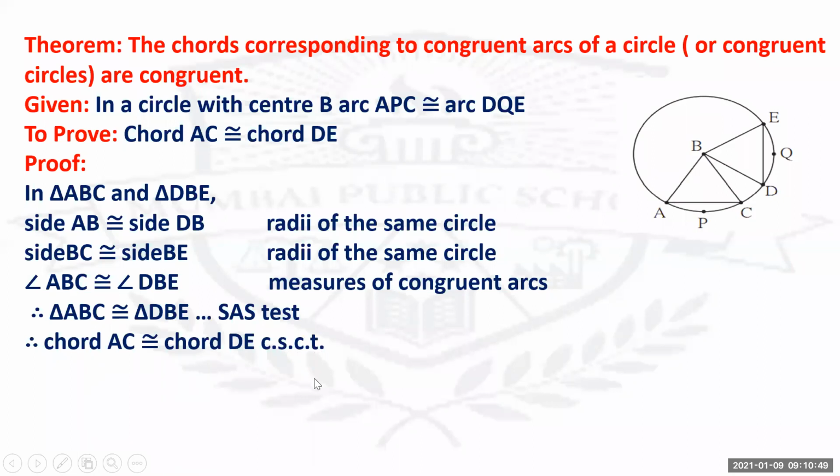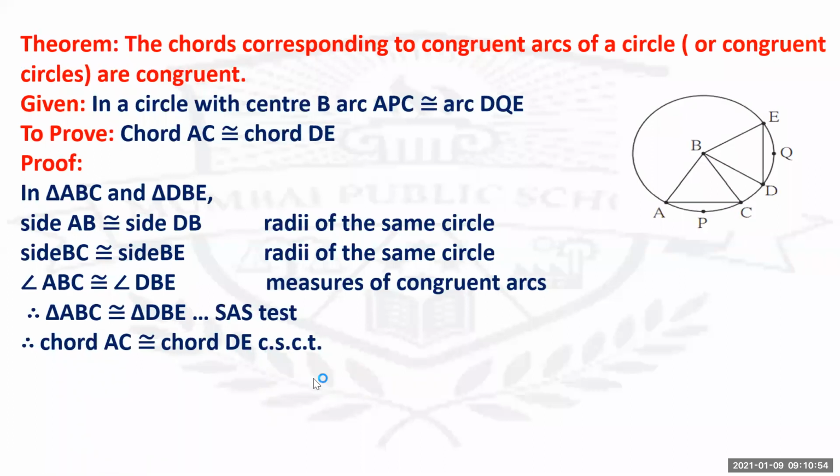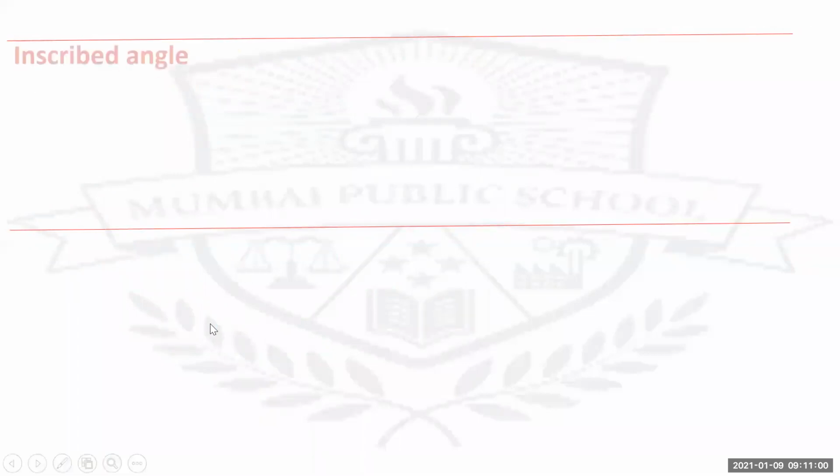Is this clear to all the students? So let's move ahead. This theorem can come in your exam. It can be asked. Now we'll move to the next part, inscribed angle. What is an inscribed angle? Questions based on this, to find the values of these angles, are asked in your examination, so you have to be very clear with the concept of the inscribed angle.